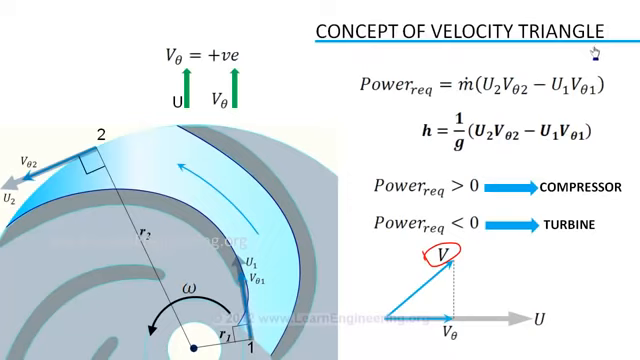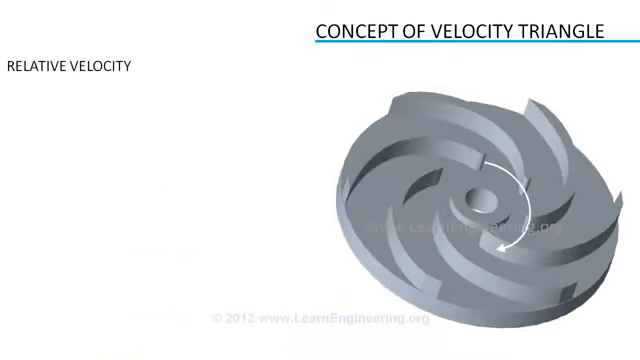The key idea in turbo machinery is the concept of relative velocity. Suppose you are standing on this rotating turbo machine. The velocity of fluid you experience while moving with it is called relative velocity. If fluid is having an absolute velocity v, and the blade is moving with a velocity u, then relative velocity experienced by you will be v minus u.